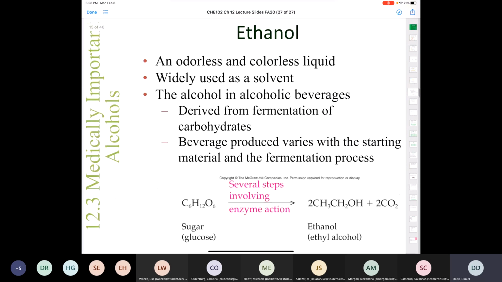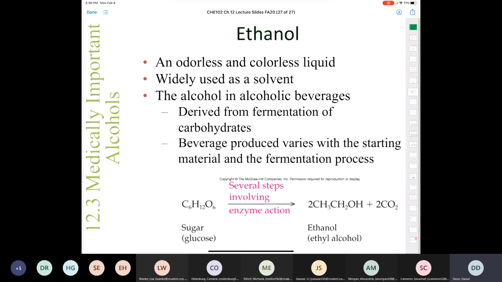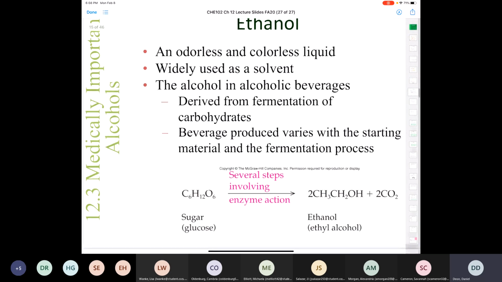Ethanol is a very commonly used alcohol. Not only is it used as a solvent, it's the alcohol that's found in alcoholic beverages. It's also used as an additive in gasoline. Really, there's Avogadro's number of uses for ethanol. It's also odorless and colorless. It can also, again, be used as a fuel, and it's derived from the fermentation of sugars. And it says here the beverage produced, whether it's wine or beer or whatever, varies with what you start with in the fermentation process.